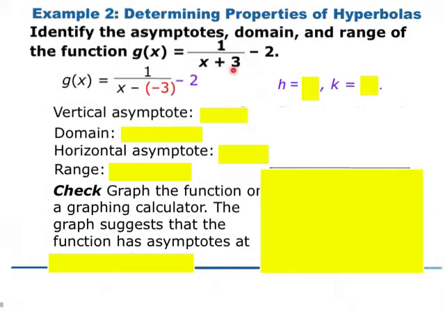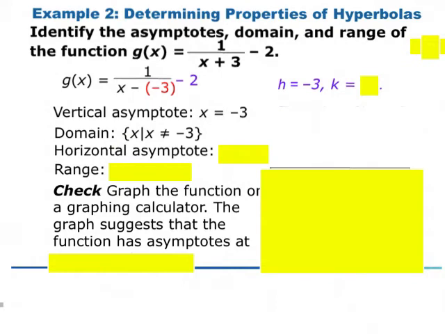Okay, then I want you to look here. Is there an h value? It's opposite of what you see, so you're going to say yes. h is going to be negative 3. That means we're going to have a vertical asymptote at x equals the h value, so it's going to be x equals negative 3. And your domain is going to be all real numbers except for negative 3. And this is how we will write it in set builder notation. Then we have our horizontal asymptote.